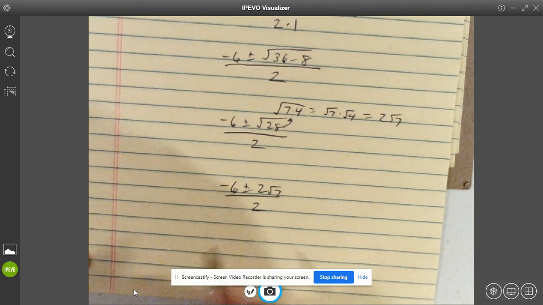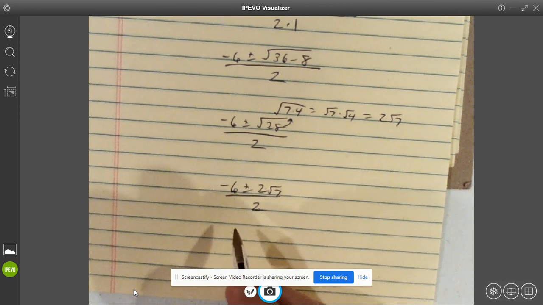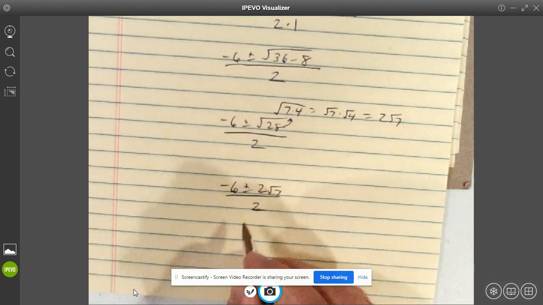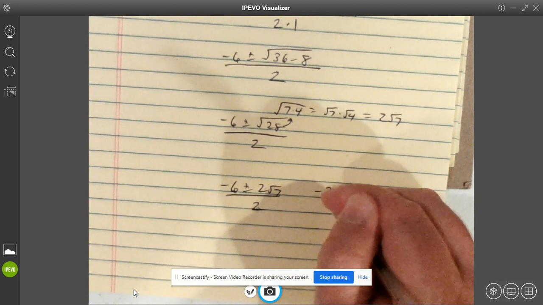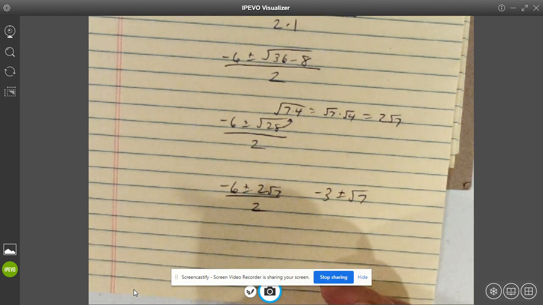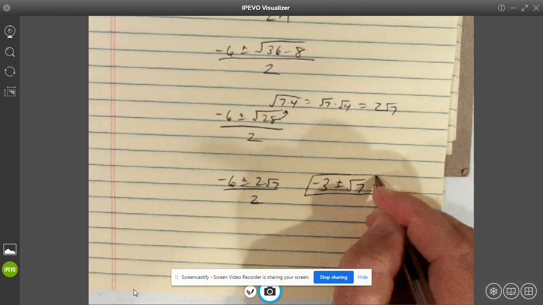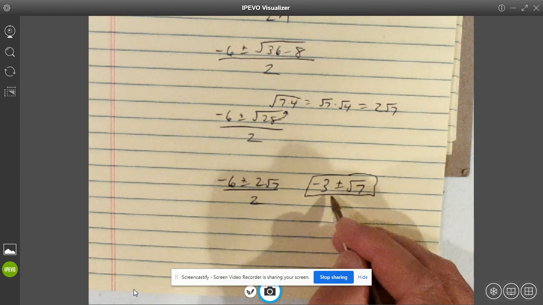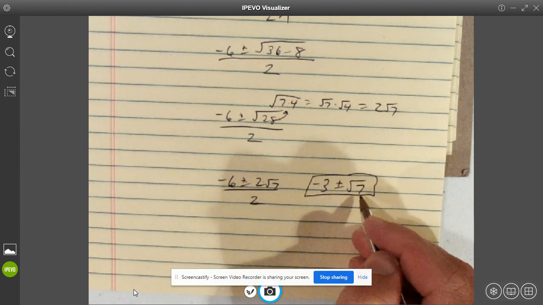A better answer, the best answer here, is to realize that all three terms here are divisible by 3, or I'm sorry, divisible by 2. So if I divide all those by 2, I get -3 plus or minus 1 times the square root of 7. Or I just write the square root of 7. I could put that over 1, but I really don't need to. There's my other two roots. -3 plus the square root of 7 and -3 minus the square root of 7. And I'm going to leave it right there.